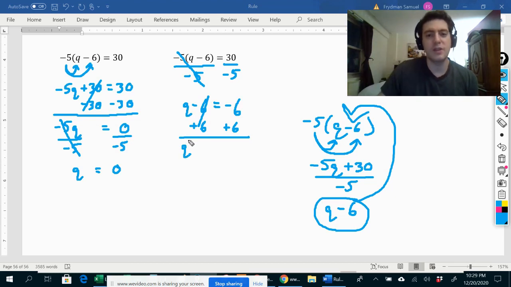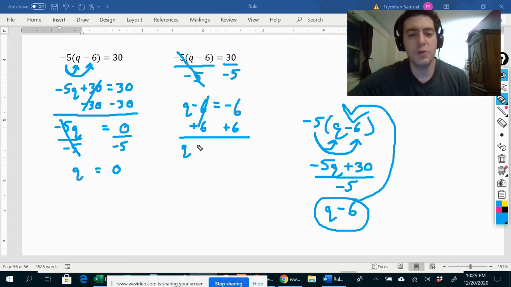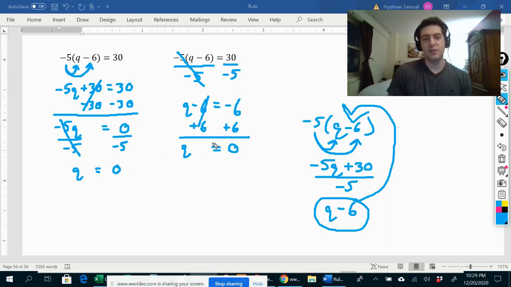Okay, but it's not a 10. We don't know what it is yet. We're about to find out. So we'll just write q over here, and then on the other side, -6 plus 6 would give us 0. So just like we got over here, we got q equals 0. We got the same answer, we just did it in a different way. Here we distributed first. Here we got rid of that -5 first.